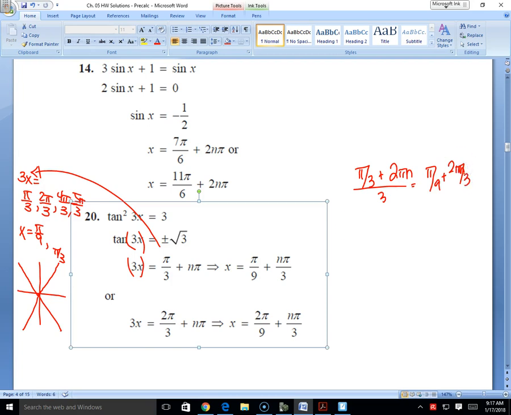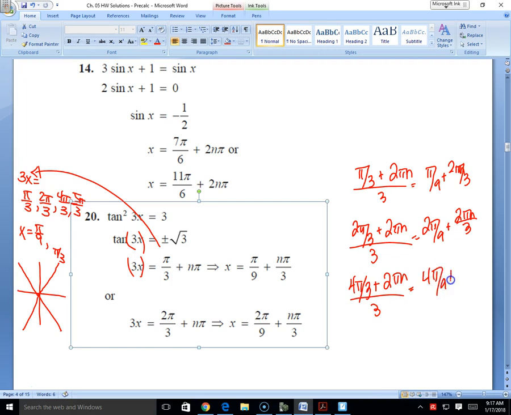Should have been n up there. But you could have written the second quadrant guy. It would have been 2 pi over 9 plus 2 pi n over 3. You could have written the third quadrant guy and all of his coterminals. And you could have written the fourth quadrant guy.